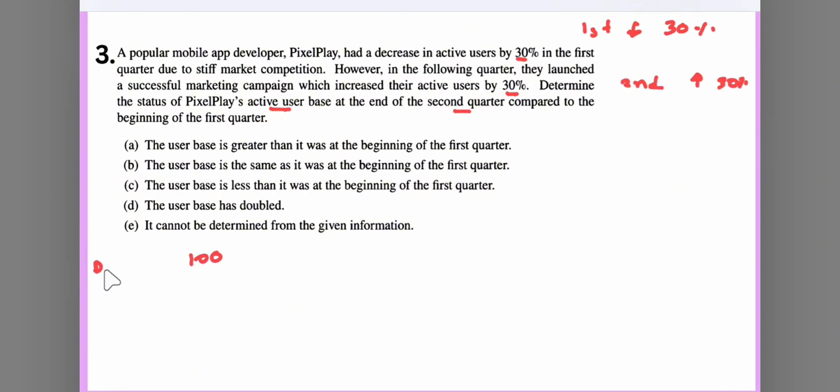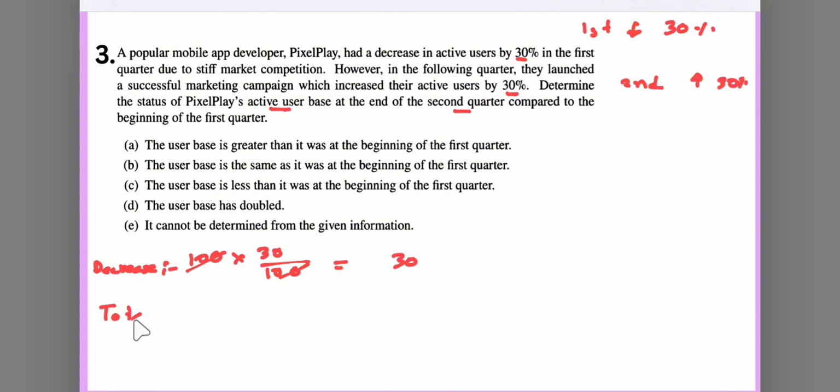So what is the decrease? The decrease is 100 into 30%. 30% means 30 divided by 100. So the decrease in users is 30. So 30 users decrease.